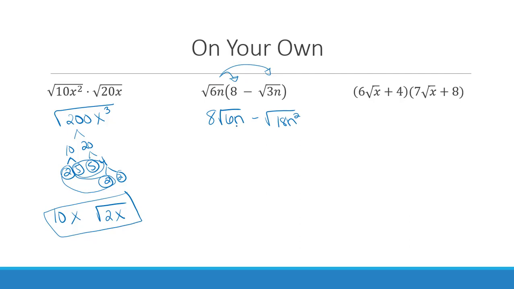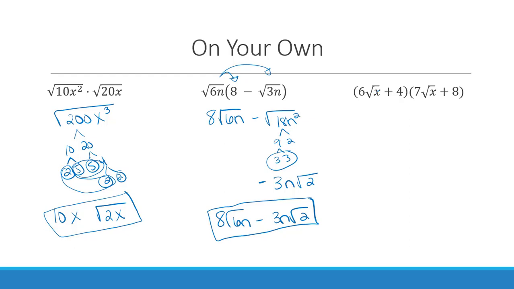Now can we do anything with the square root of 6n? No, we can't. But we can do something with 18. Notice you could take out a 3. And so this would be 3 square root of 2. And then you can also take out an n. 2 goes into 2 one time. So we can rewrite this as 8 square root of 6n minus 3n square root of 2.